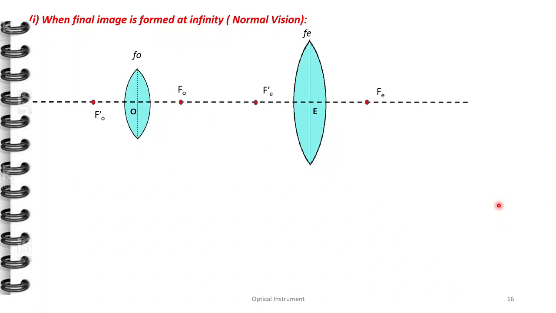Now, let's derive the formula of magnifying power for a compound microscope when the final image is formed at infinity.